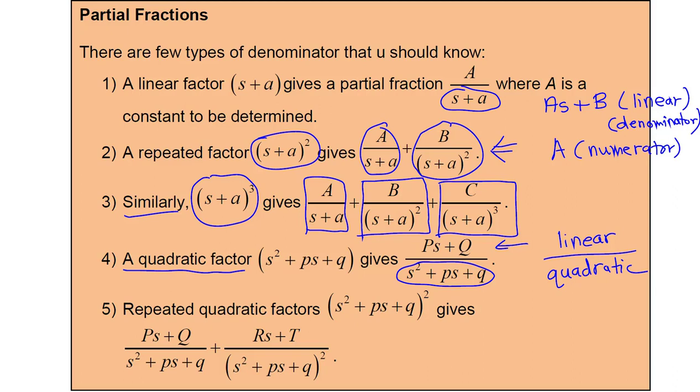The last is number 5, repeated quadratic factor. If you have a quadratic but repeated, which is squared, what you have to do is the same thing, you repeat this: linear over quadratic, plus linear over quadratic squared. This is the tip. You don't need to memorize this, you just try to understand it and you can answer the question. Alright, so we can look at the example.